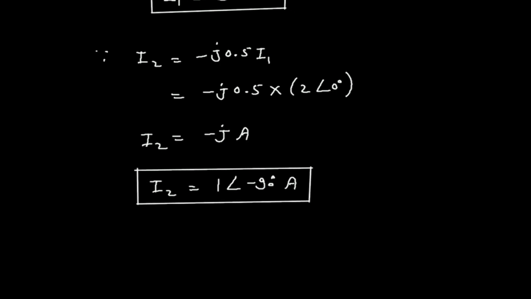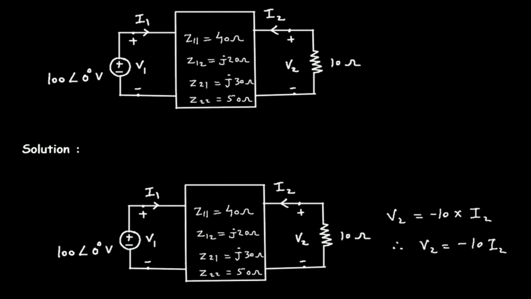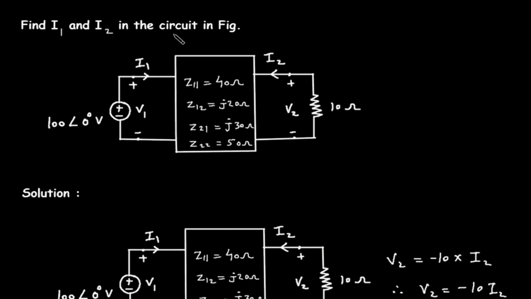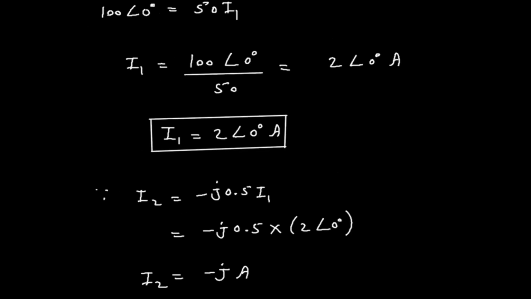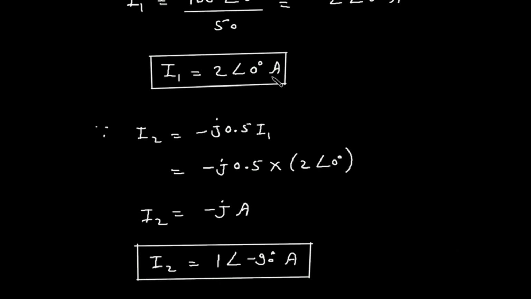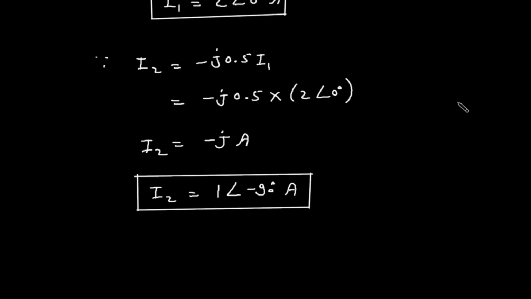What we have to find? We have to find I1 and I2 in the circuit in figure. So here in this circuit we have to find I1 and I2. So the value for I1 is 2 at an angle of 0 degree ampere, and I2 is equal to 1 at an angle of minus 90 degree ampere. So this is the final answer.